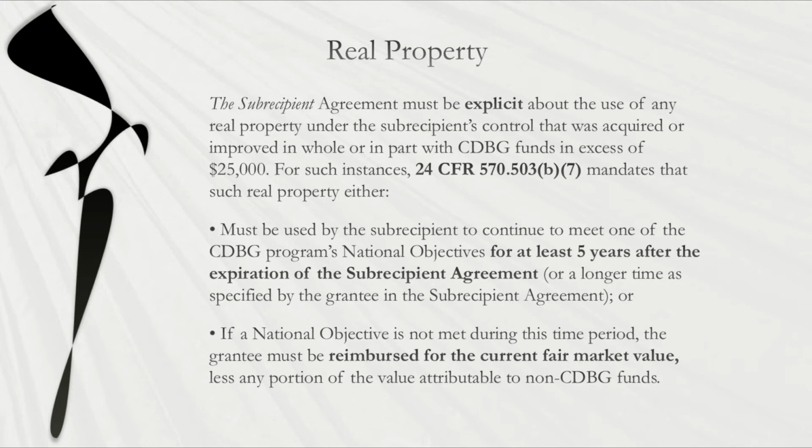570.503(b)(7), it mandates that any such property must be used by the subrecipient to continue to meet one of the CDBG program's national objectives for at least 5 years after the expiration of the subrecipient agreement, or a longer time as specified by the grantee in the subrecipient agreement. Or if a national objective is not met during this time period, the grantee must be reimbursed for the current fair market value of any portion of the value attributable to non-CDBG funds.